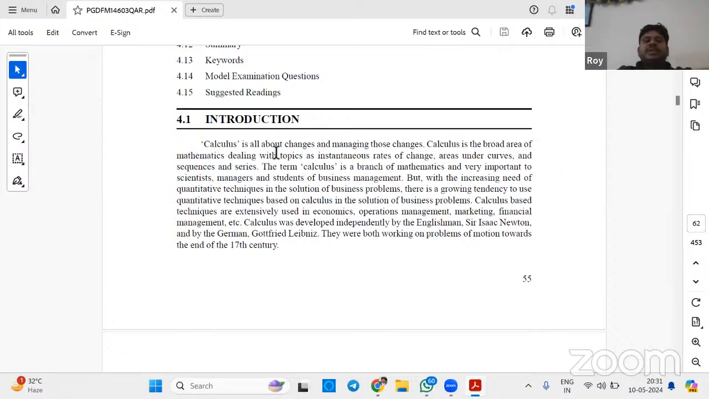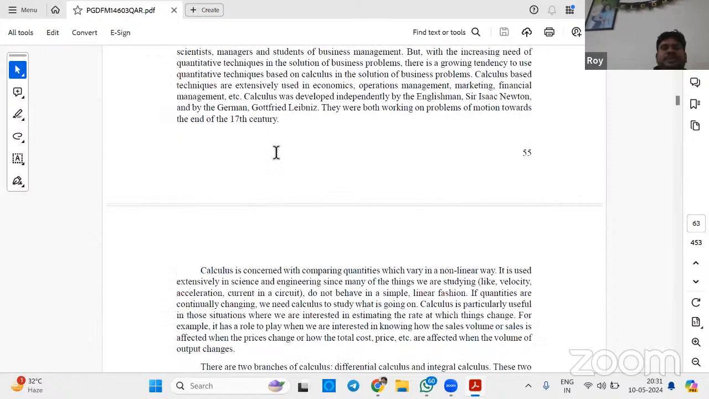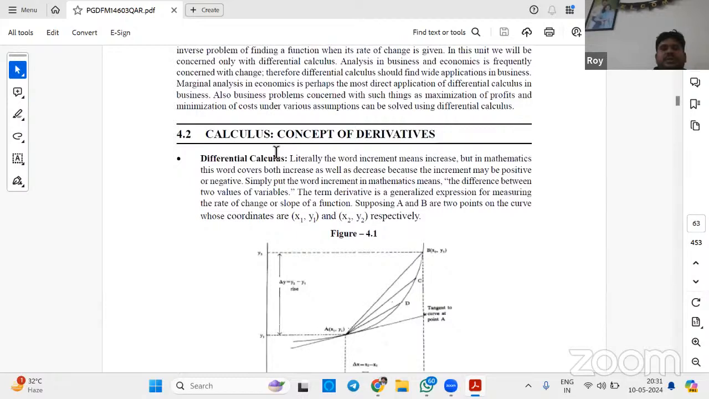With the increasing need for quantitative techniques for problems, the tendency to use it has also increased, and calculus-based techniques are extensively used in economics, right? This was developed by Sir Isaac Newton and by the German Gottfried Leibniz. They were both working on problems of motion towards the end of the 17th century. Right, let's skip this history.